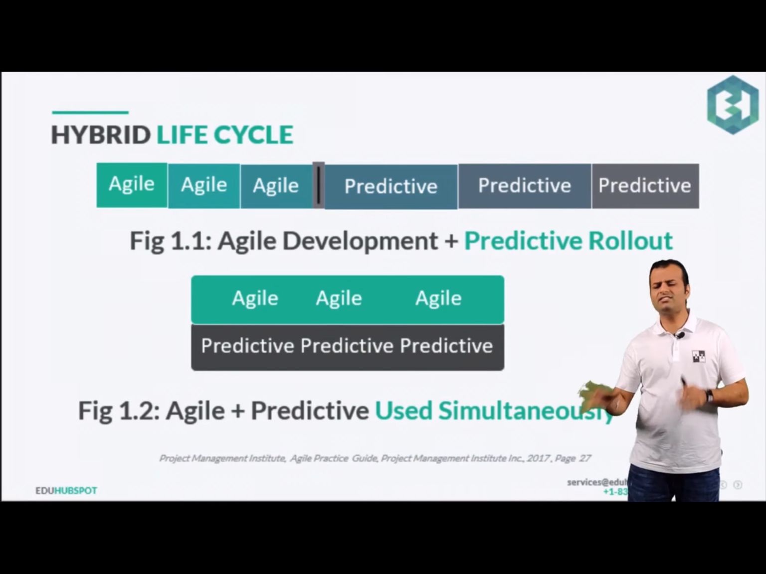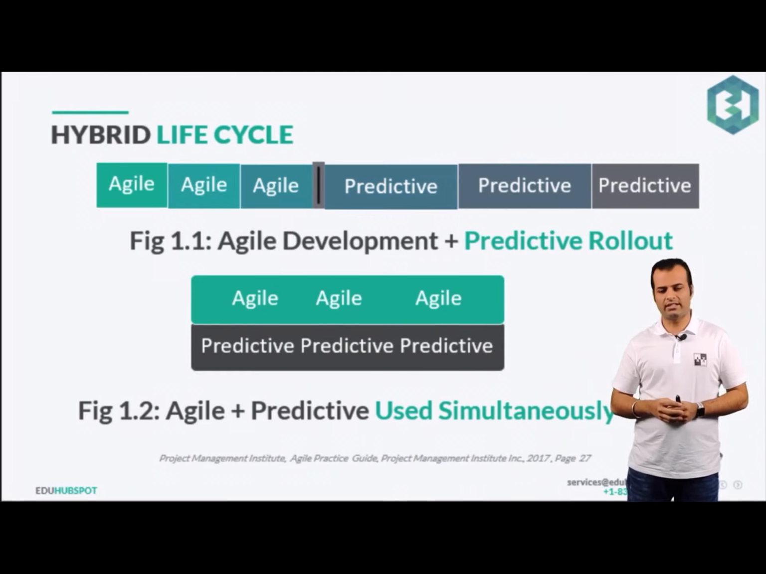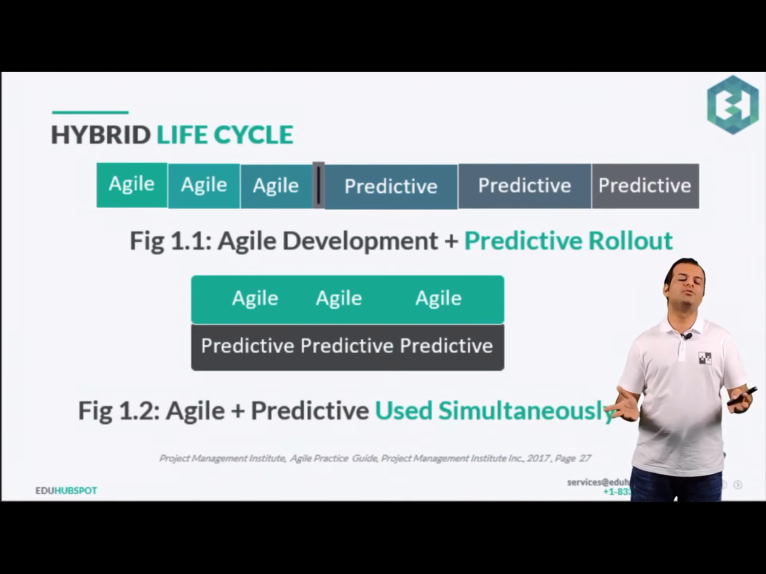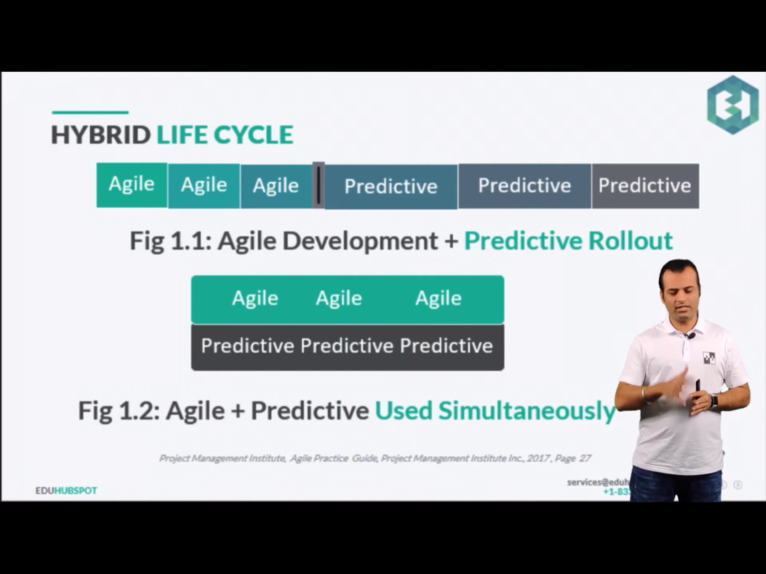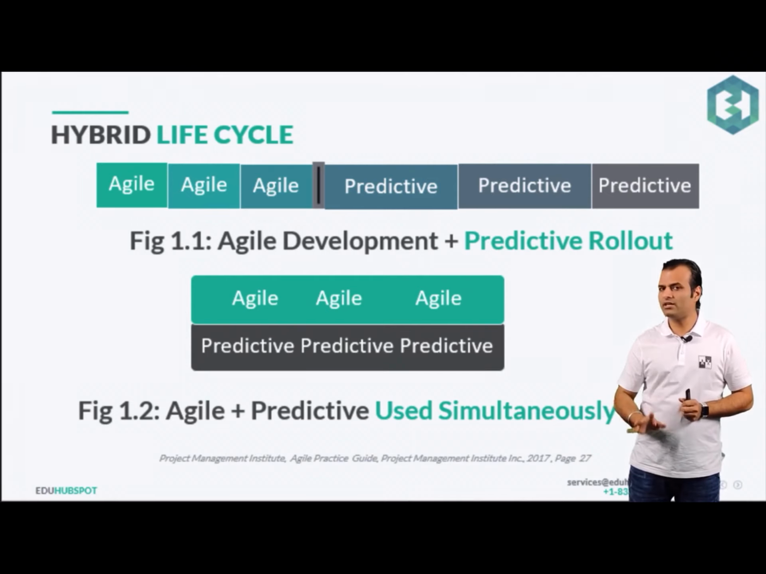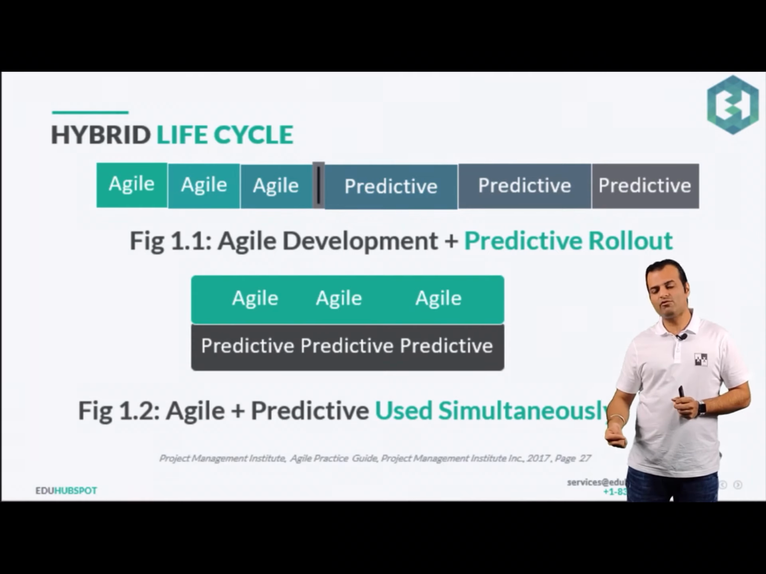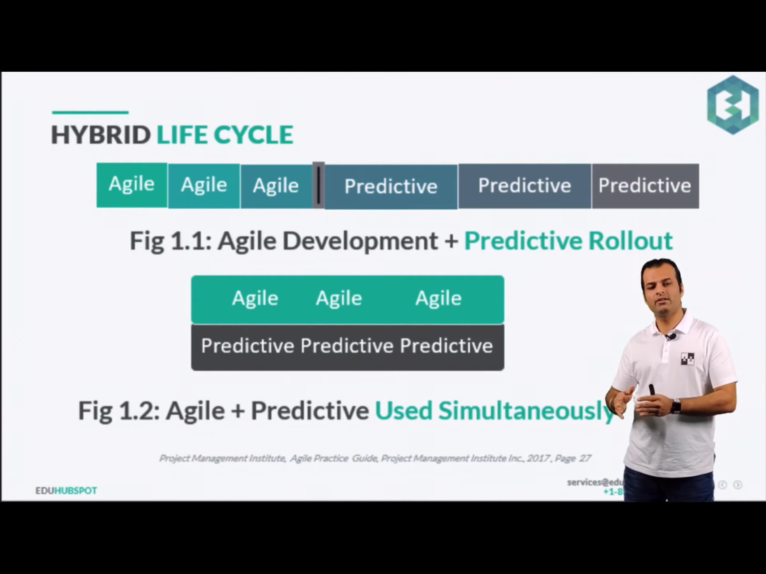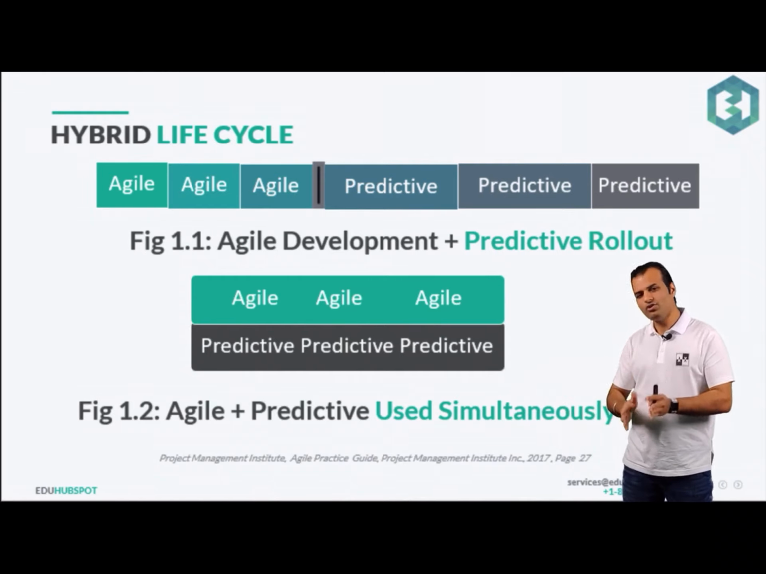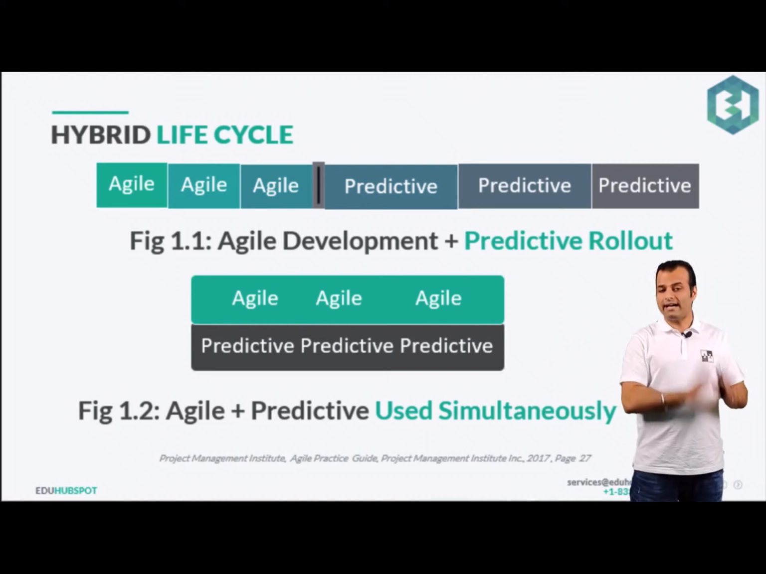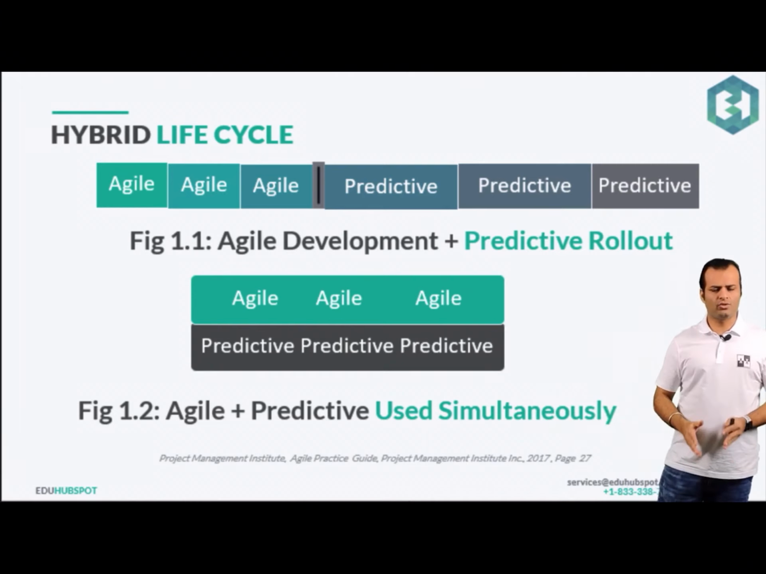Now, the last life cycle I have is your hybrid life cycle. Hybrid means a combination of two, and it can be anything. The most common, I would say, is agile development plus predictive rollout. Your team is doing the development using an agile approach, using iterative and incremental. But at the time of rollout, you don't want to do a mass rollout to everyone. You do it for the first team, you test the results, everything works fine, then you deliver to the second team, then to the third team. So you are doing it in a proper process. That's your agile development plus predictive rollout.